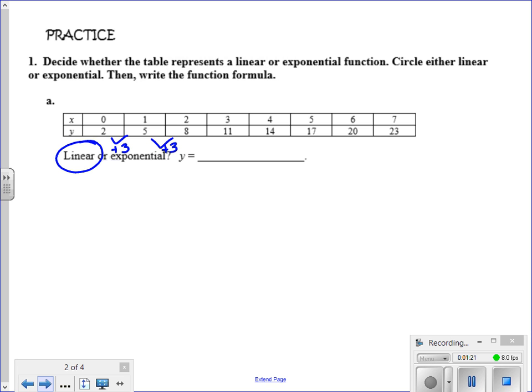If I'm going to write a linear function, it needs to be in the slope-intercept form, y equals mx plus b. Well, my slope is 3. That's the number that I'm adding every time. So my equation is y equals 3x. Now the y-intercept is given to me. That happens where x equals 0. So plus 2. That's it, question A.